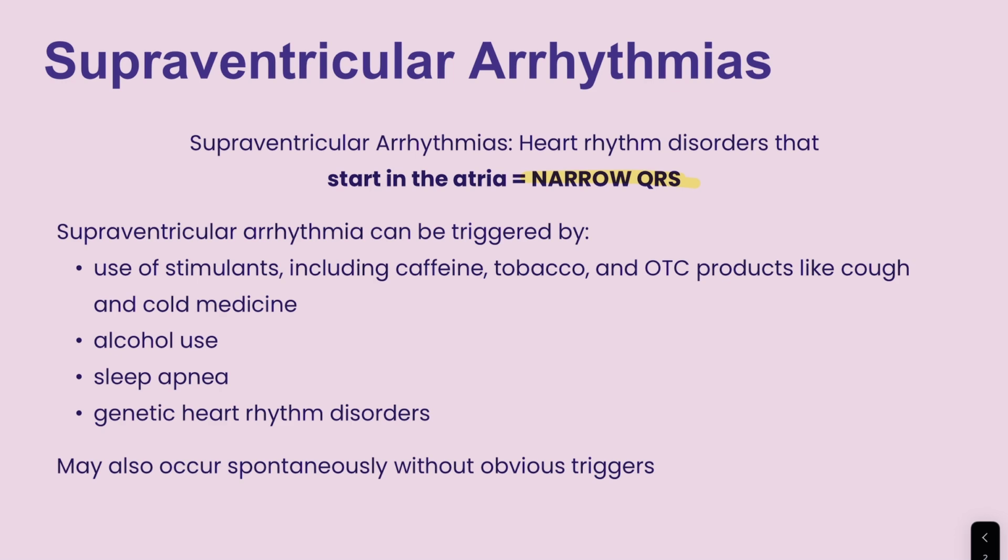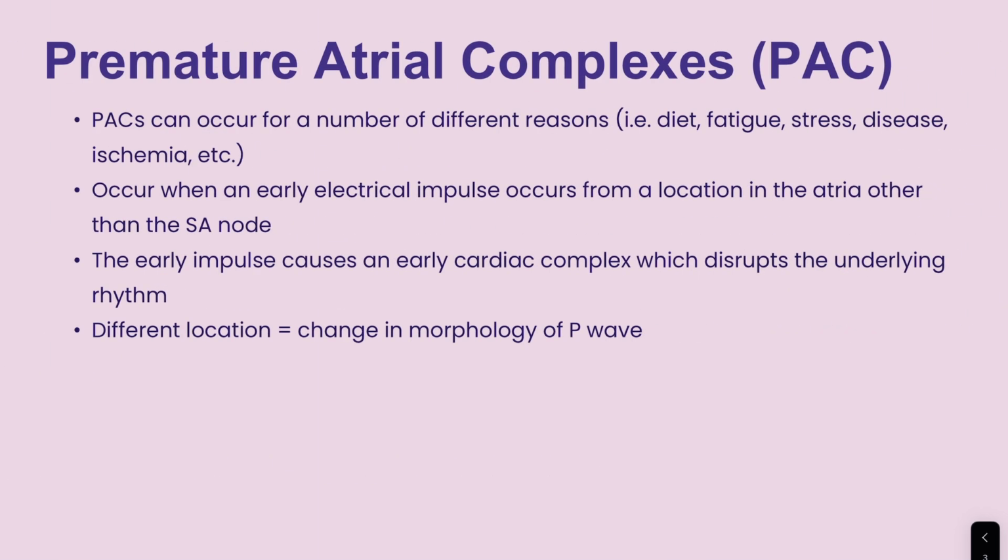So supraventricular arrhythmias can be triggered by loads of things, and they can also occur spontaneously without obvious triggers. Premature atrial complexes, again, can occur for a number of different reasons: diet, fatigue, stress, disease, ischemia, etc. But they occur when an early electrical impulse occurs from a location in the atria other than the SA node. So you have some other spot in the atria, not the SA node, that is kicking off this complex, okay? The early impulse causes an early cardiac complex, which disrupts the underlying rhythm.